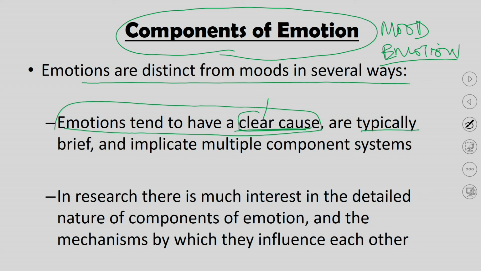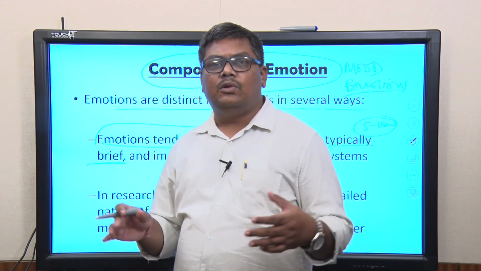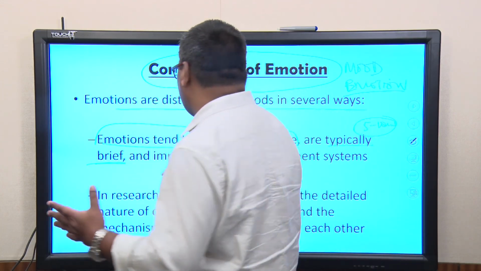Also, emotions are typically brief. Emotions last for, let us say, 5 to 10 minutes maximum. So, there is a time phase. Emotions first set in, they go to the height and they come back. They last for brief periods of time. On the other hand, moods last for longer periods of time. You can have 15 days of bad mood, 10 days of bad mood. So, there is no time frame for how long a mood can last.